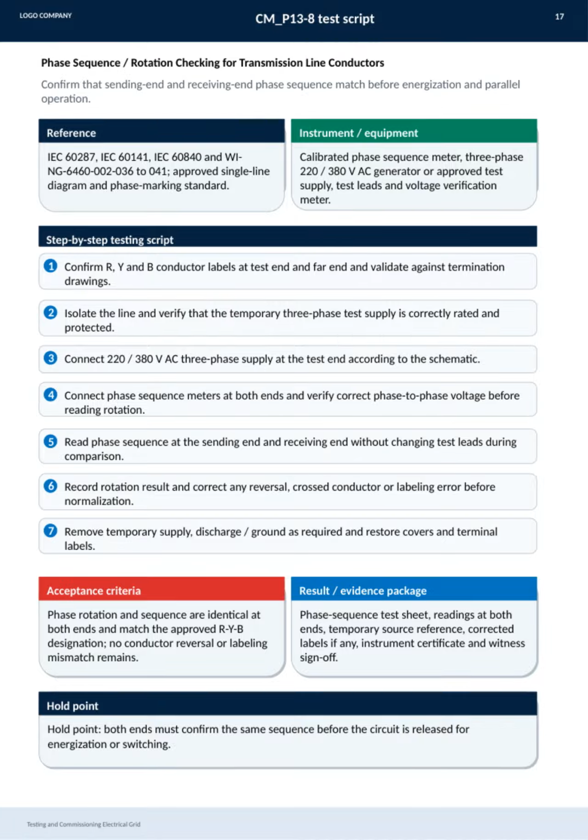The acceptance criteria require that phase rotation and sequence be identical and align with the RYB designation, ensuring no mismatches remain. Finally, all test results, including readings, corrected labels, instrument certificates, and witness sign-offs, are documented as the evidence package. Importantly, this process includes a hold point. Both ends must confirm the same sequence before the circuit is released for energization or switching. This guarantees safety and operational reliability in the grid.